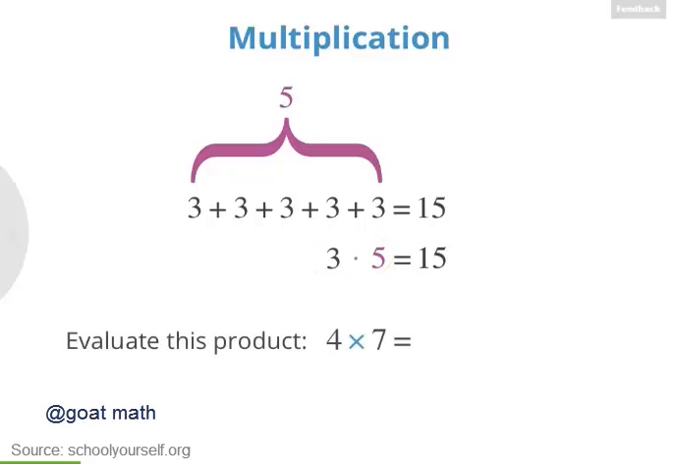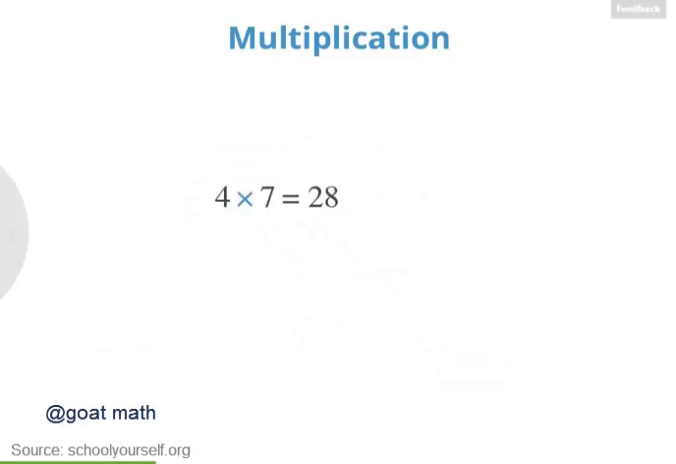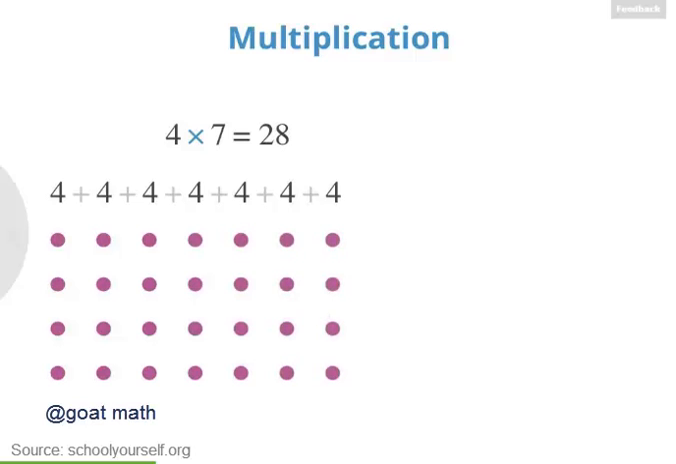So try another example. What's 4 times 7? And by the way, product is a word for what you get when you multiply numbers together. Nicely done. So 4 times 7 equals 28. You can think of 4 times 7 as adding up 7 fours together. So if we draw 7 columns of dots with 4 dots each, then the total number of dots here is 4 times 7.